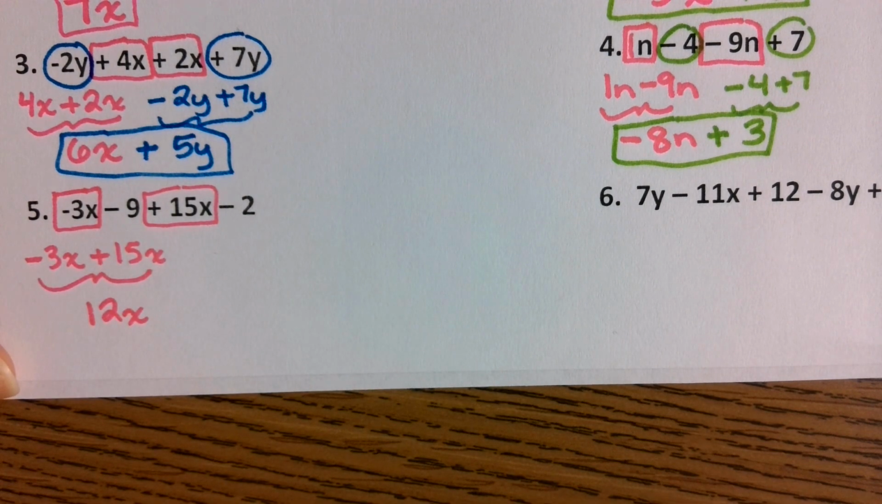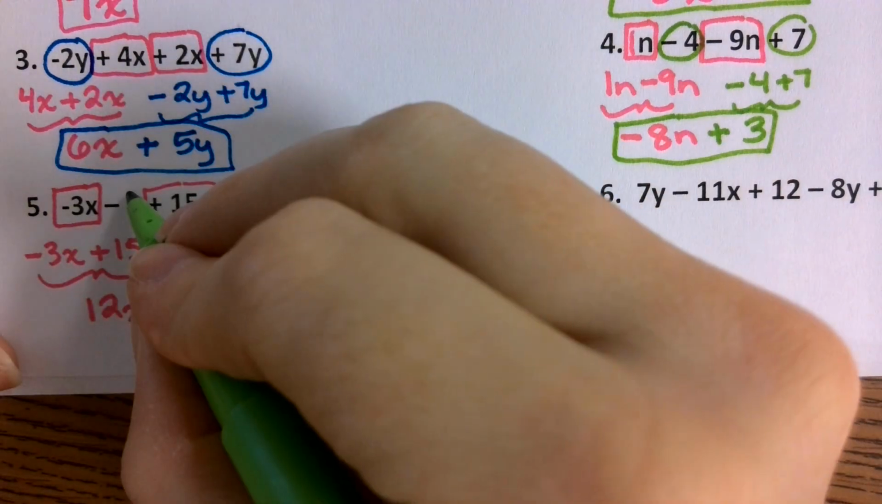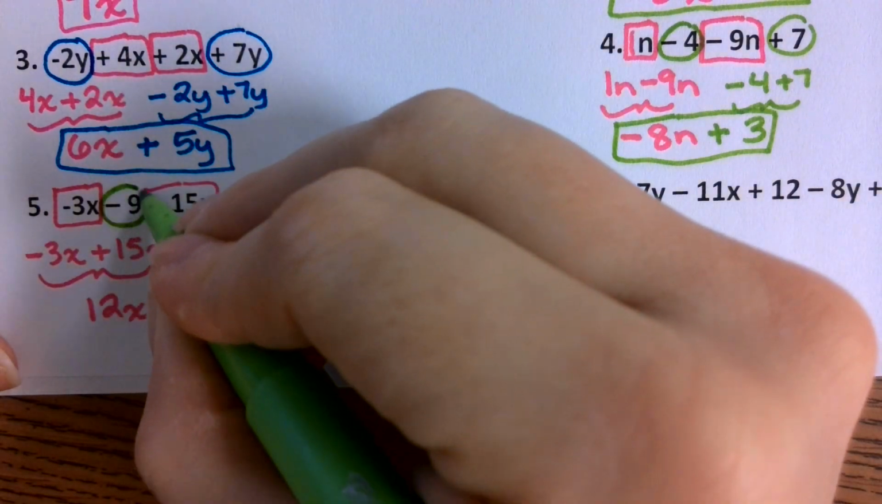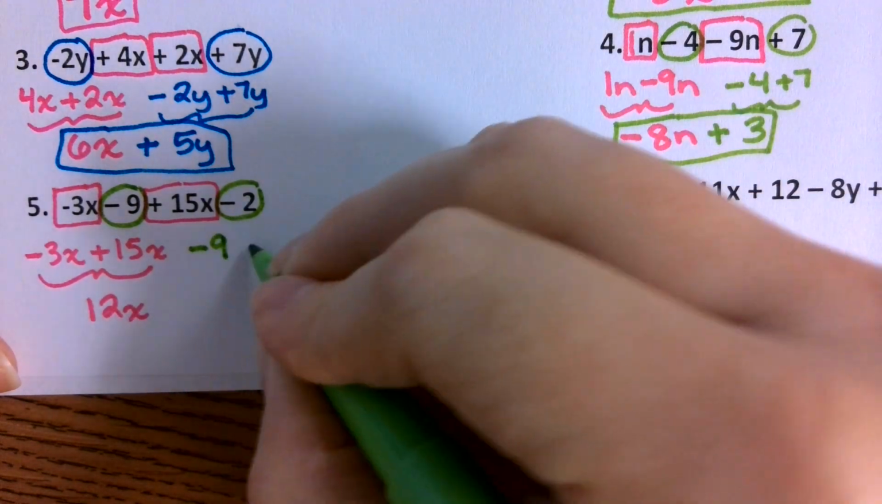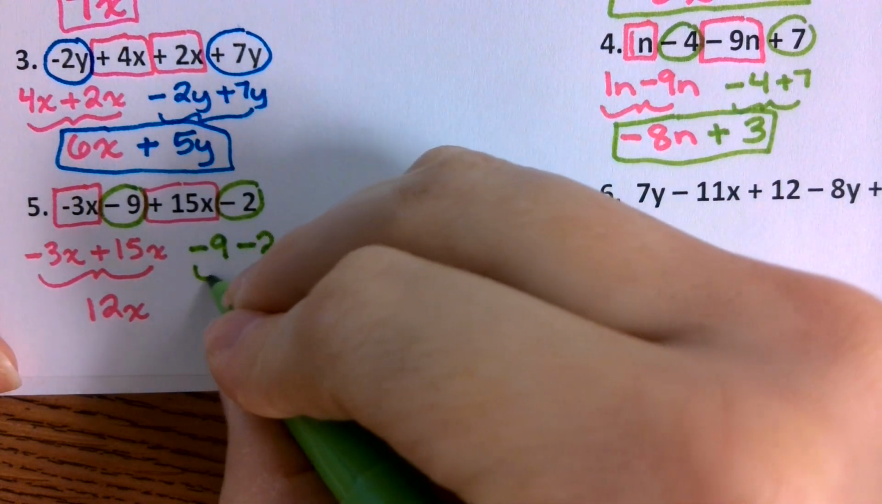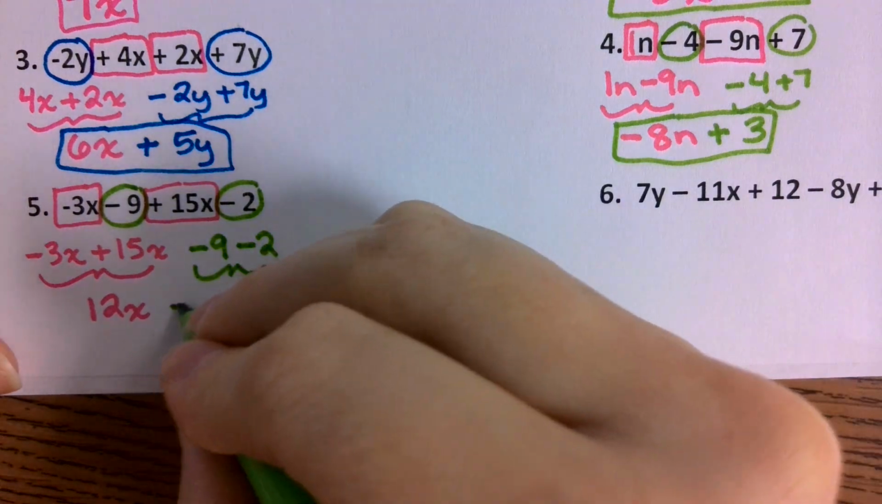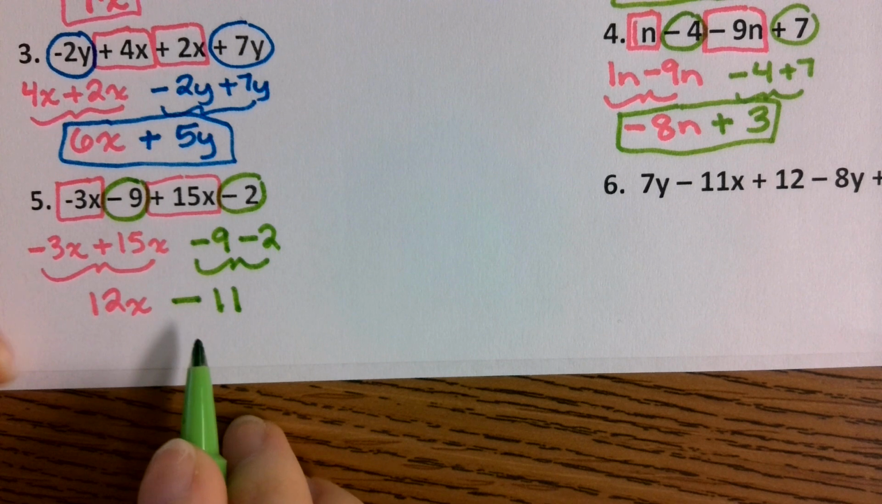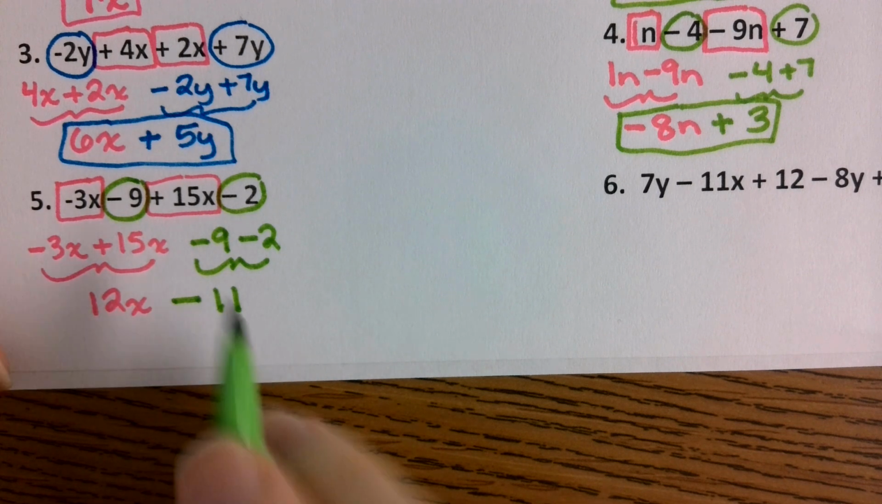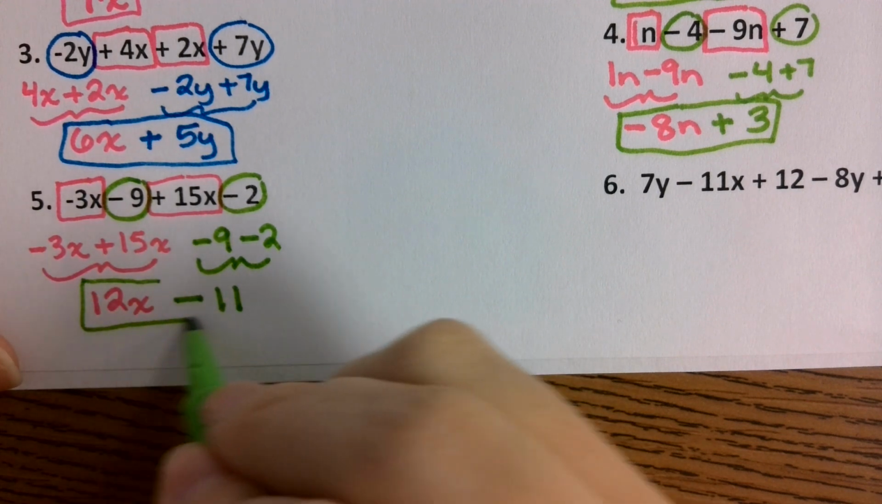Then I've got my constants. I've got a negative 9 and a negative 2. Negative 9 minus 2 is going to come out to a negative 11. So when I write it, that negative 11 now looks like it's just minus 11. That's my final answer.